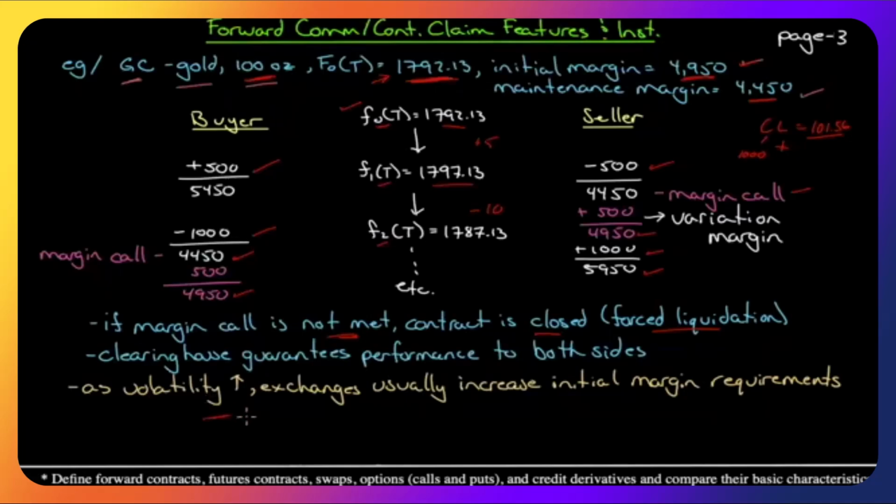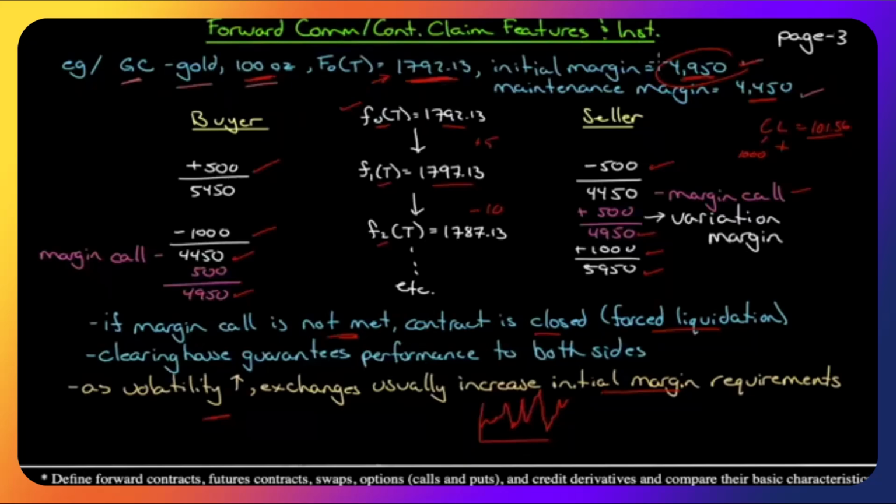As volatility increases, let's say we're watching gold and it's doing this, and suddenly it starts doing this. It starts really going crazy. Big moves per day. Volatility is increasing. The exchange, meaning the clearinghouse, will increase the initial margin requirements because these are such big moves. They will say $49.50 may not cover it for a day. It's not uncommon for margin requirements to double or even triple.